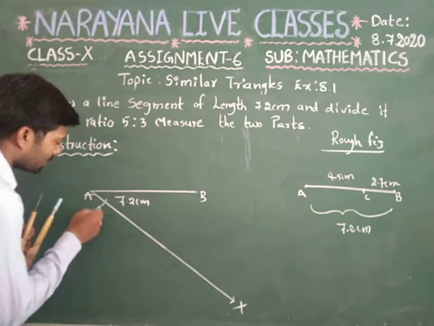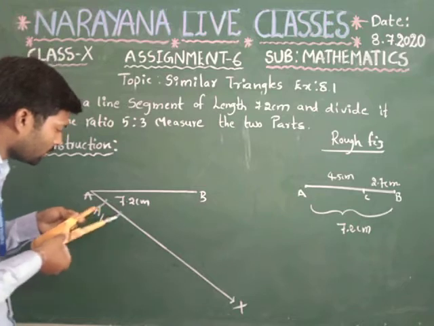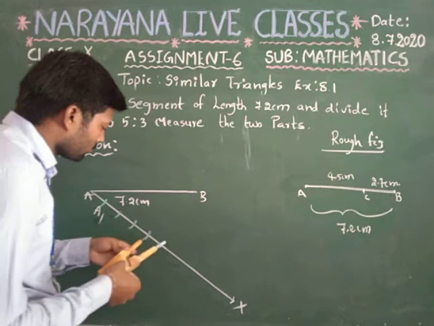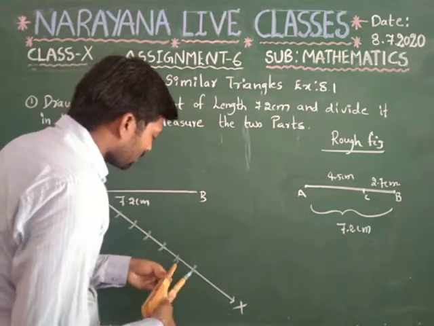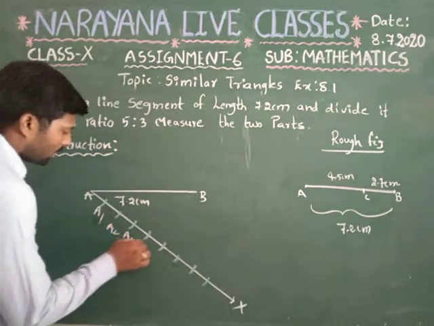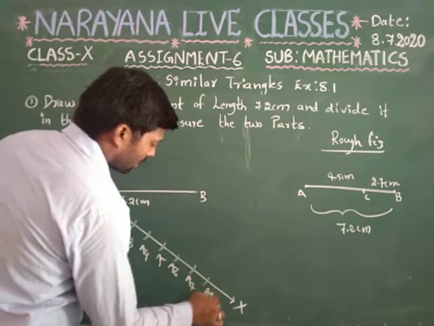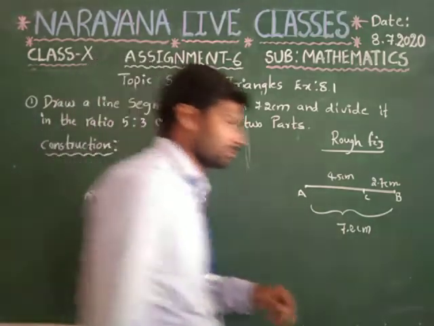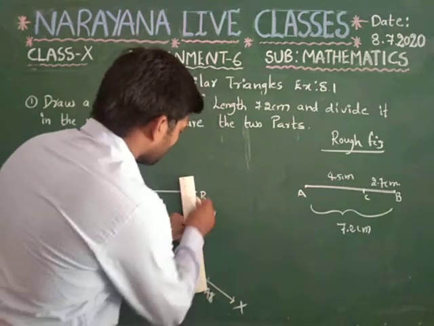Let me take this as A1. Again take A1 as a center with the same radius, and mark A2, A3, A4, A5, A6, A7 and finally A8. Now we have to join A8 and B. Join these 2 points.